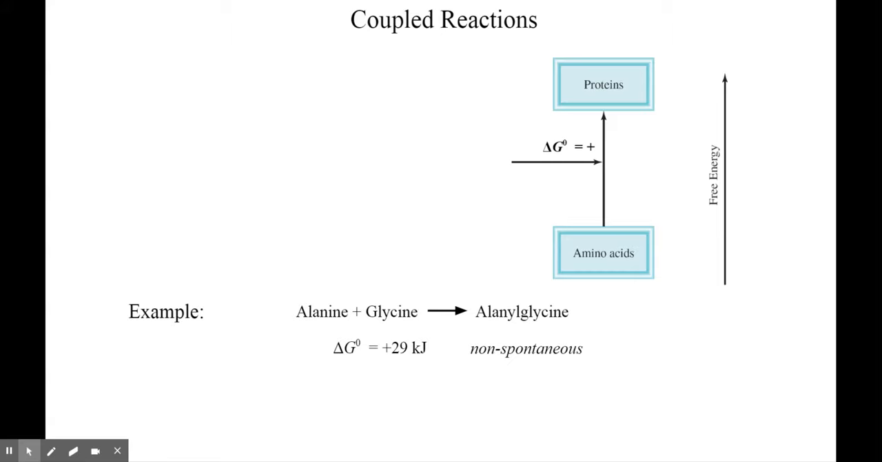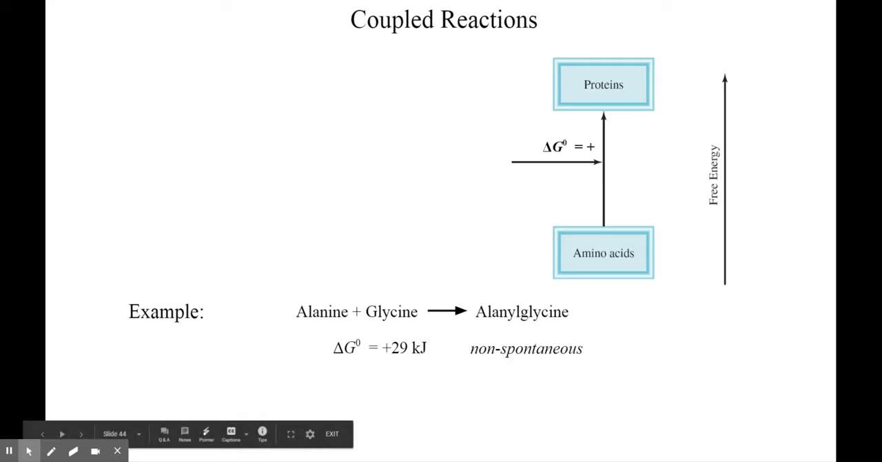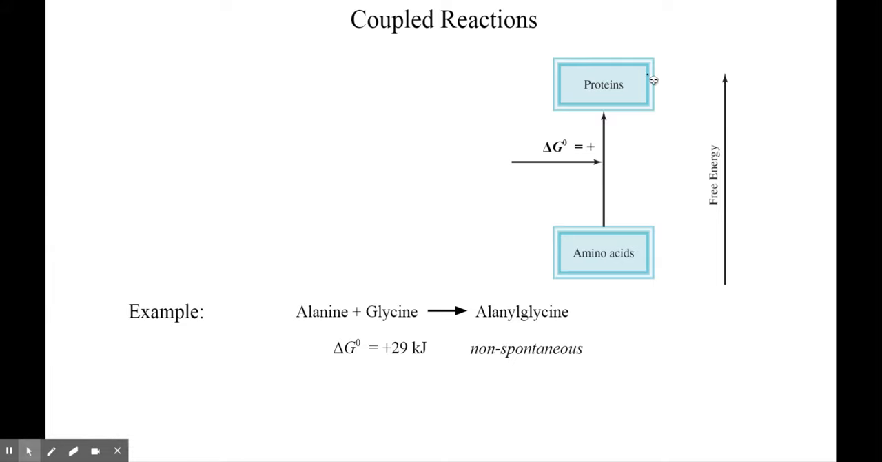Anyway, imagine you want to make a dipeptide. You just want alanine and glycine, the two smallest amino acids, to make alanyl glycine. The Gibbs free energy is positive 29 kilojoules. This is a non-spontaneous process. Again, for these amino acids to make a protein, the free energy goes up, and that is not favorable.